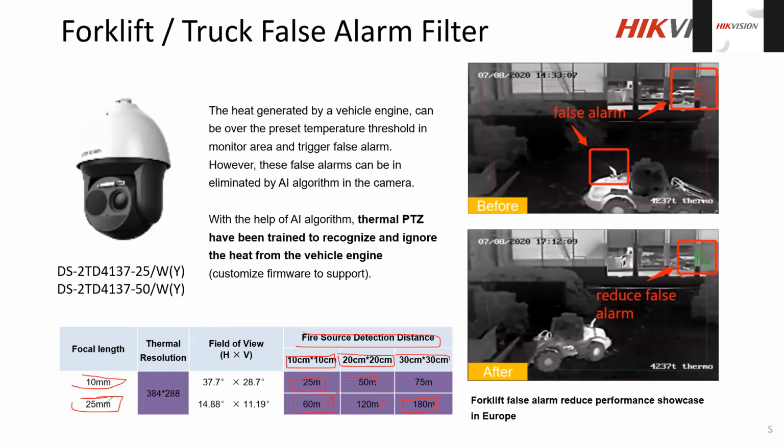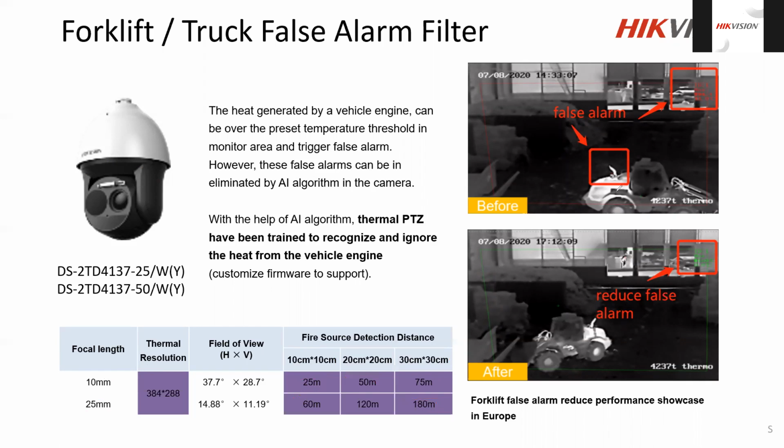If it is a wide area, maybe a waste dump or some big area, you can go for a higher focal length, or you can go for a PT set which has a high focal length. At the same time, these cameras are capable of filtering the heat generated by a forklift or a truck. So you can see there are two pictures.